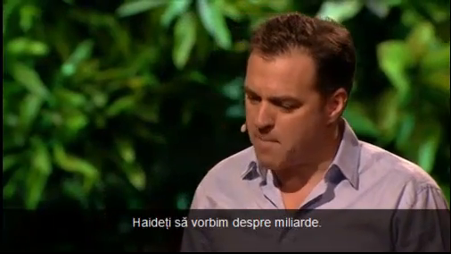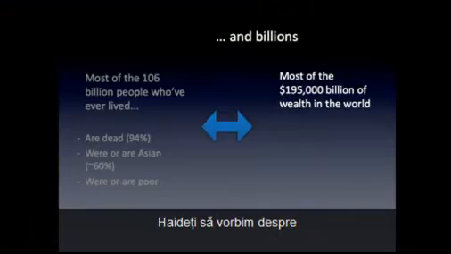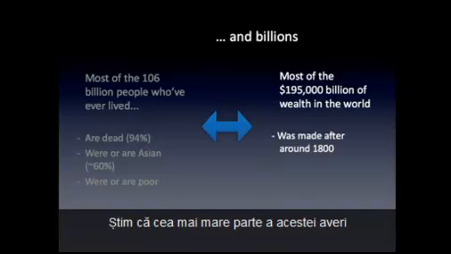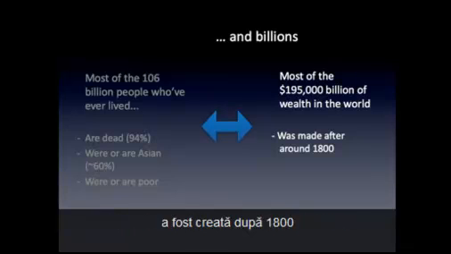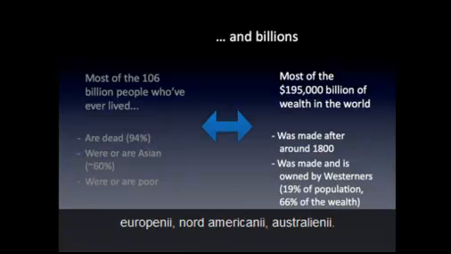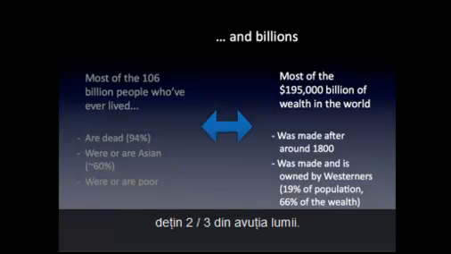Let's talk about billions. Let's talk about the $195,000 billion of wealth in the world today. We know that most of that wealth was made after the year 1800, and we know that most of it is currently owned by people we might call Westerners, Europeans, North Americans, Australasians. With 19% of the world's population today, Westerners own 2/3 of its wealth.